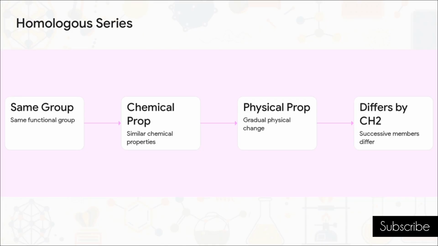They organize them into families called a homologous series. And just a heads up, this is a frequently asked board question. To be in one of these families, the compounds must share the same functional group, exhibit similar chemical properties, show a gradual shift in physical properties like boiling and melting points, and successive members have to differ by exactly 1 CH2 unit. It's a brilliantly ordered system.